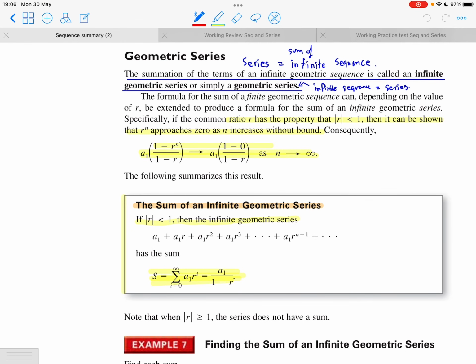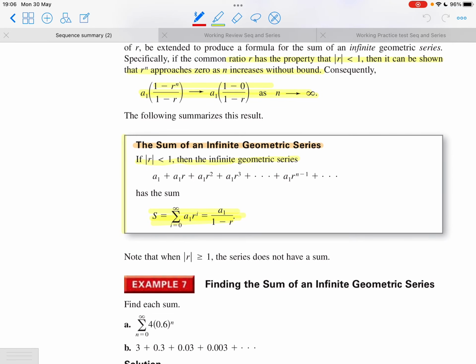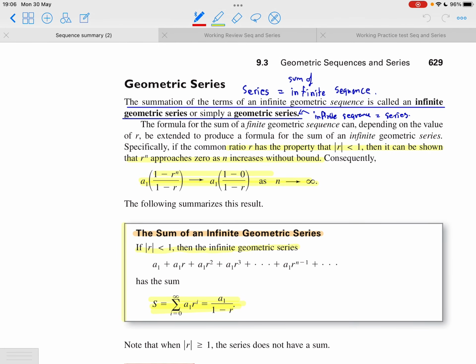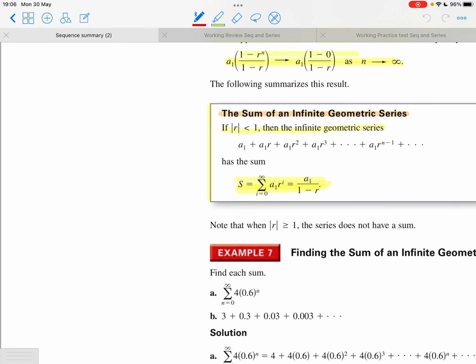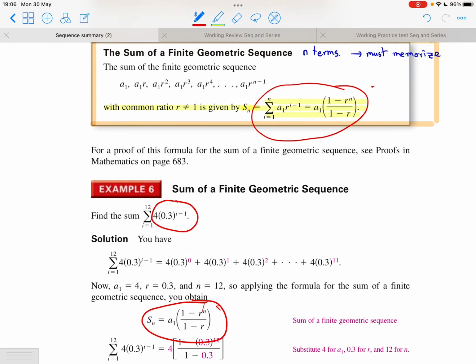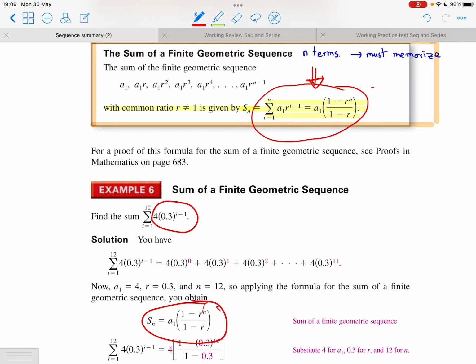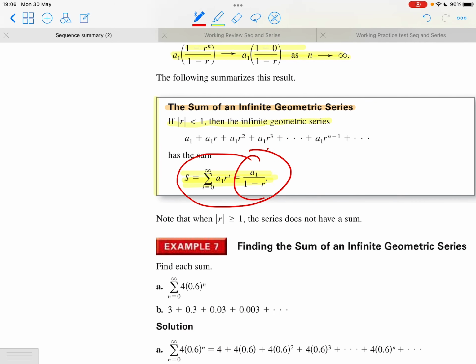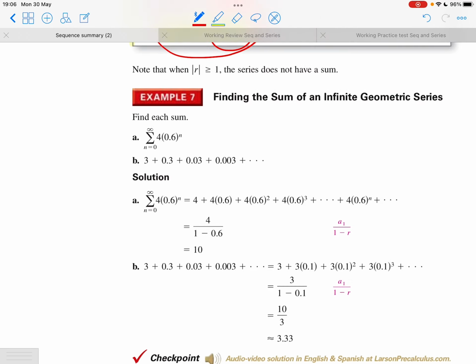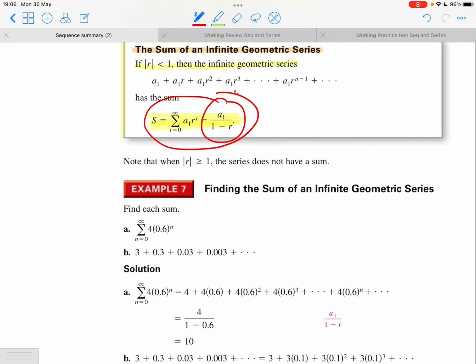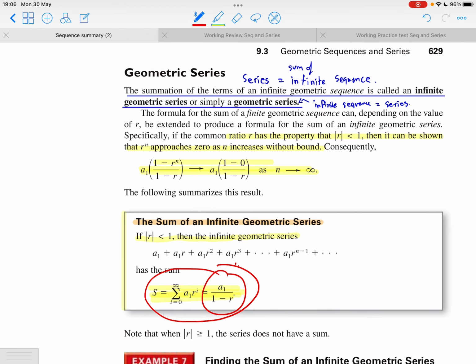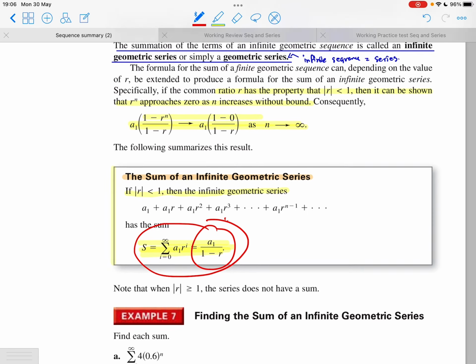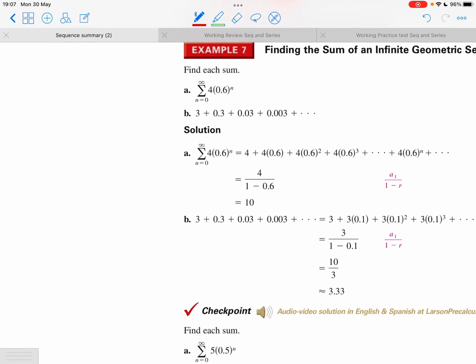Now, a series is just the sum, right? Which can be finite or infinite. This is the sum of a finite geometric sequence, and this is the sum of an infinite geometric sequence, which is a1 over 1 minus r. So you just need to be able to identify what a1 is, what r is, like that.